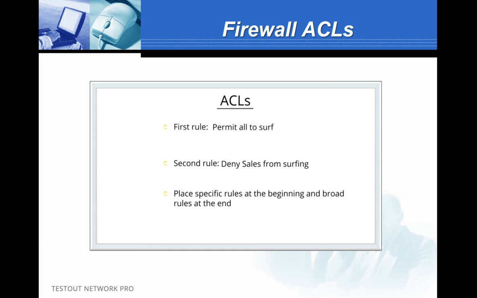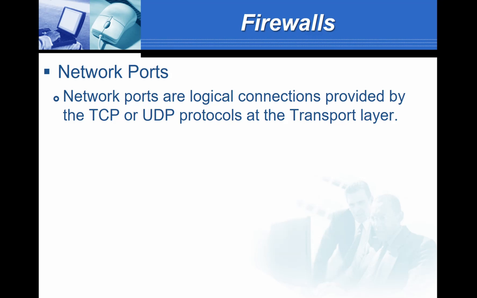So the first rule is to permit all surf. Now that can have a major implication that you're not really sure of. Then the second rule is deny sales from surfing. Place specific rules at the beginning and the broad rules at the end. So the second rule really should be first, because it will never get to the second rule if you're going to permit everybody to surf. So you have to use those in proper order.